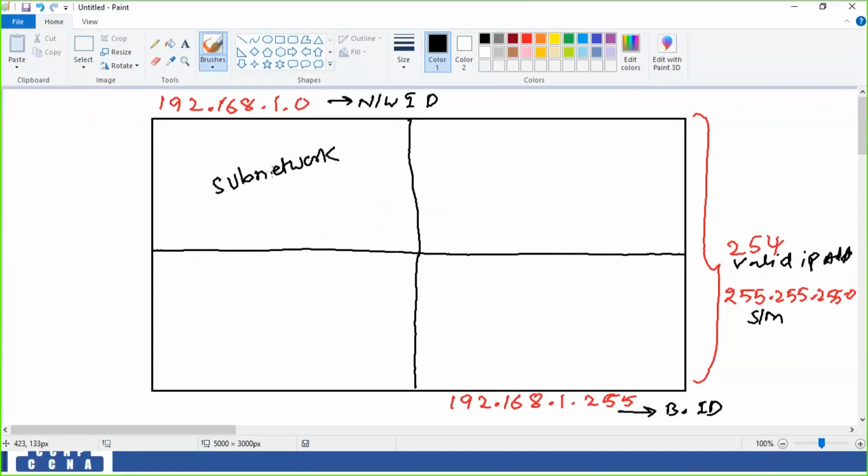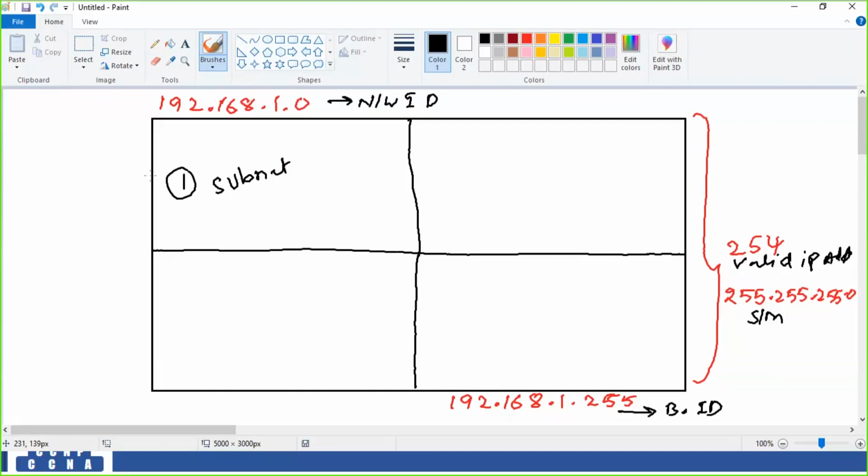subnetwork. Now it is not a network actually. We can't call it a network, right? Because before dividing, we call it a network. But now it is what? Subnet. Subnetwork. In short form, we call it subnet. One network is divided into how many subnets? 4 subnets. Then each subnet must have the 4 parameters.